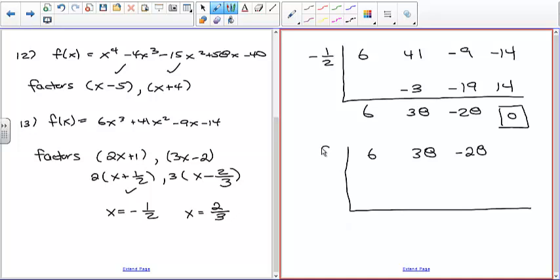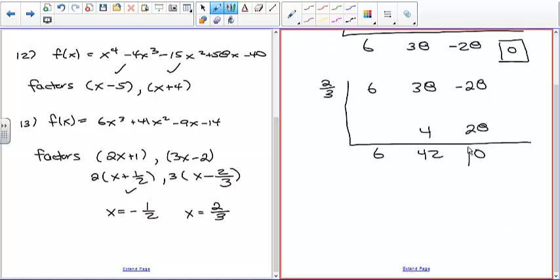And I'm going to use 2/3 right there. Okay, so bring that down to 6. 2/3 of 6 is 4. 38 plus 4 is 42. 2/3 of 42, well, 42 divided by 3 is 14, is that right? Yeah, 14. 14 times 2 is 28, so you take this times 42, you get 28. You get 0. So that, again, shows that this is a factor. And what you're left with is 6x plus 42.